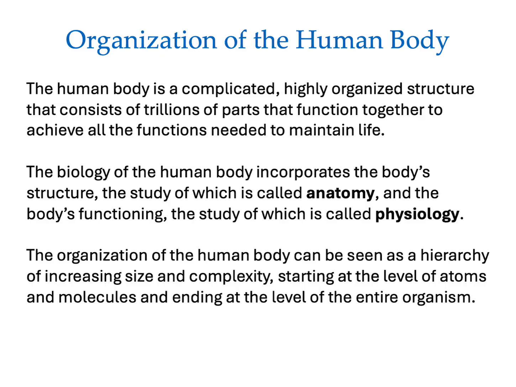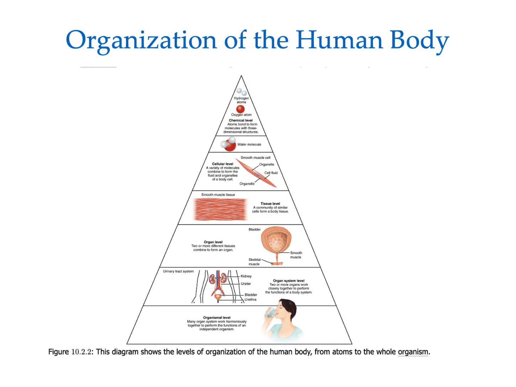The organization of the human body can be seen as a hierarchy of increasing size and complexity, starting at the level of atoms and molecules and ending at the level of the entire organism. So here's a diagram that illustrates that, and this is what we'll be going through in this chapter.